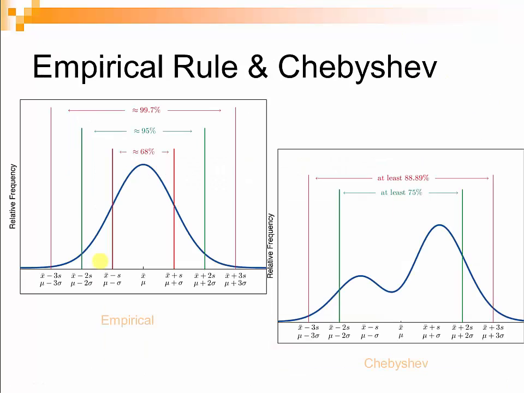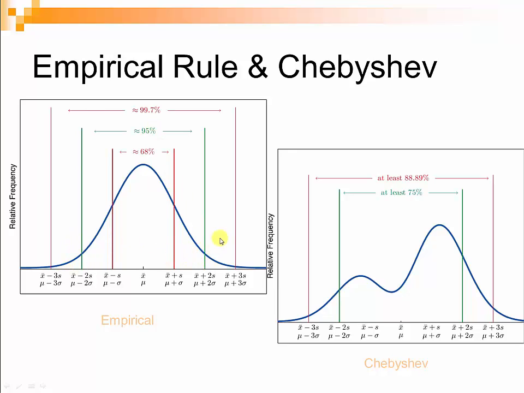So let's take a contrasting look at the two. On the left, we have a normal distribution, and again, -1 standard deviation to +1 standard deviation is 68% of our observations, and the two tildes there are indicating that it's about 68%. Plus and minus 2 standard deviations is about 95%, and plus and minus 3 standard deviations is about 99.7% of all observations lie within those ranges.